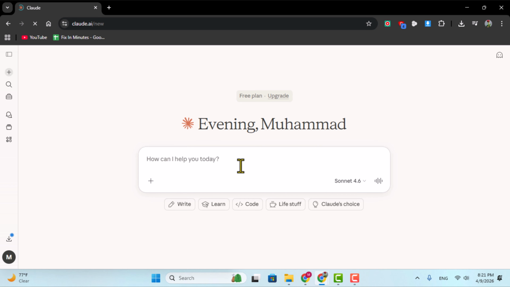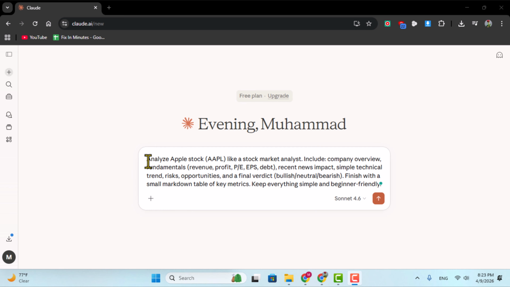Write your prompt. The quality of your analysis depends on how well you ask. Paste this prompt into the message box. Analyze Apple stock, AAPL, like a professional stock market analyst. Include a company overview, key fundamentals, revenue, profit, PE ratio, EPS, and debt levels, recent news and its market impact, a simple technical trend summary, major risks and opportunities, and a final verdict, bullish, neutral, or bearish.